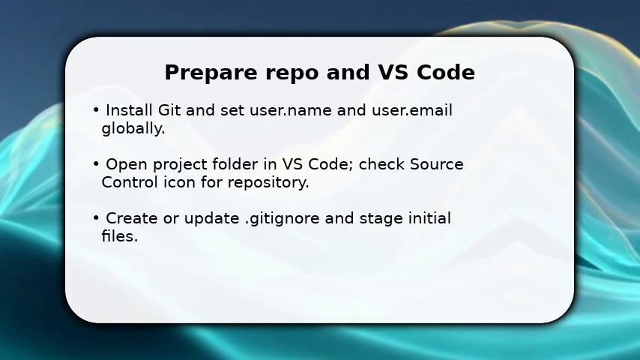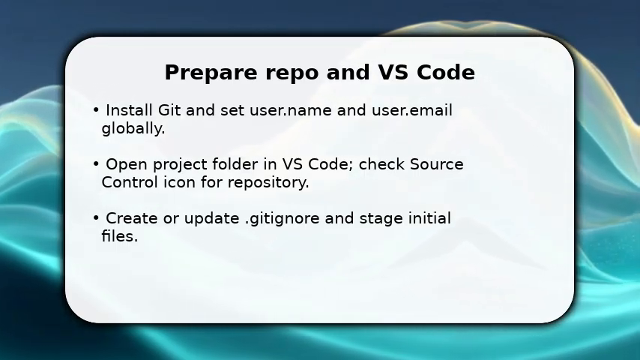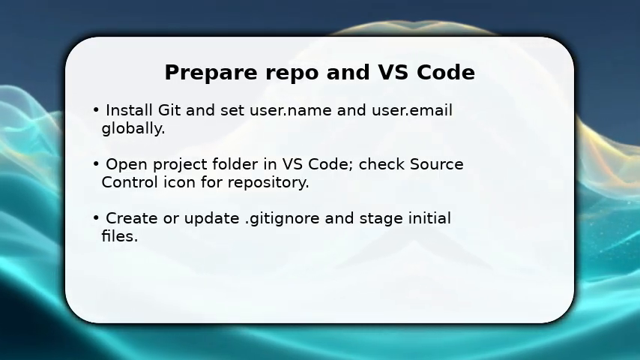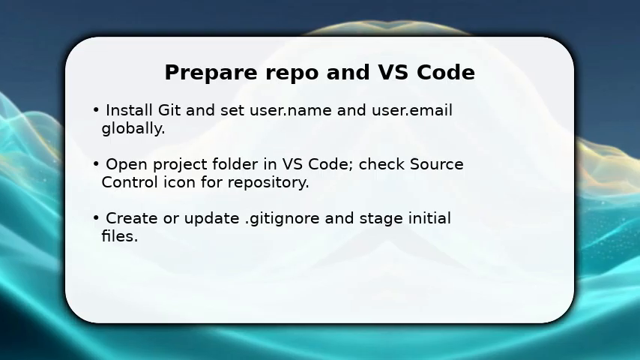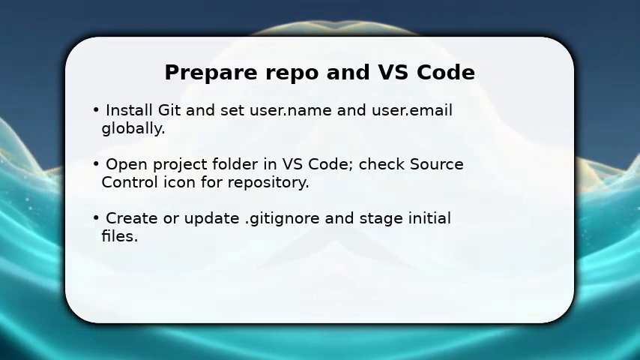If you don't yet have a repo, run Git: Initialize Repository, or use the terminal command git init. Create or edit a .gitignore to avoid committing build artifacts, then stage a few initial files so you have a clean baseline to commit from.